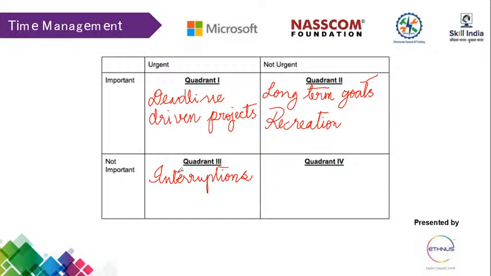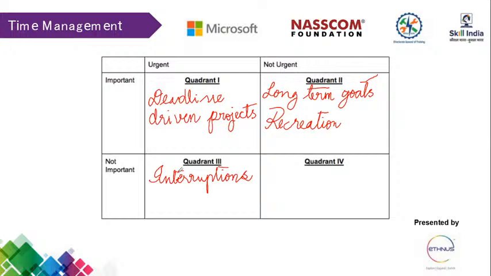Now let's go to the next quadrant, that is not urgent and not important. This quadrant includes activities which are mainly time wasters, the activities that waste a lot of time. Maybe like watching YouTube videos, watching TikTok videos at night. So all these things come under not important and not urgent.